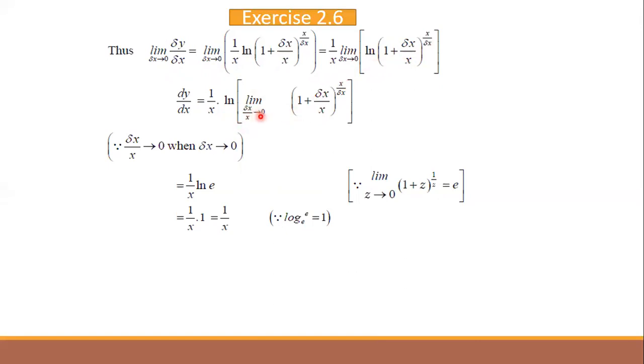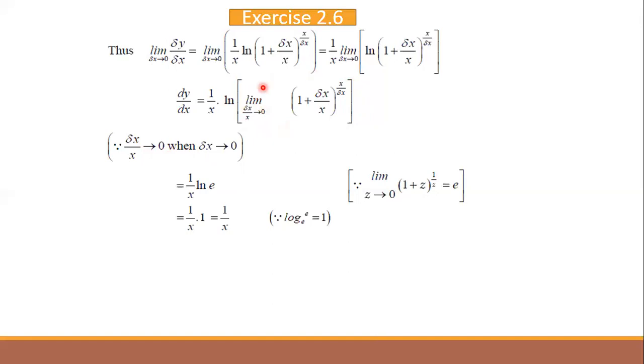If del x approaches 0, then del x by x also approaches 0. Why do we write it in this form? Because we know that limit z approaches 0 of 1 plus z raised to the power 1 by z is equal to e, meaning 1 plus 0 raised to the power infinity is equal to e. We want to write this expression in this form. When del x approaches 0, then del x by x also approaches 0.